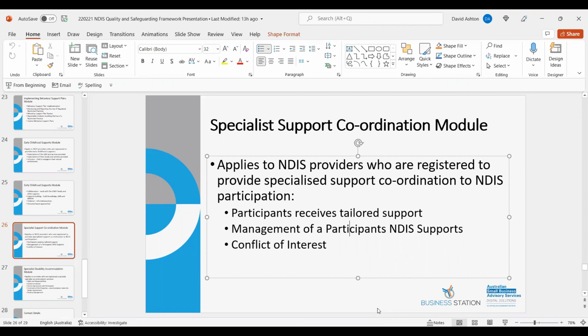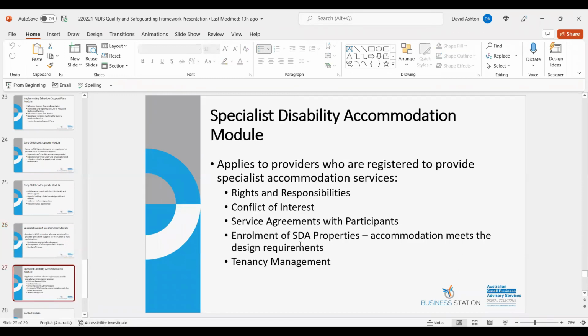So that would again form part of your governance provision there. So the final module that we look at is if you're providing specialist disability accommodation, applies to providers who are registered to provide specialist accommodation services. So here we look at rights and responsibilities of the participant.